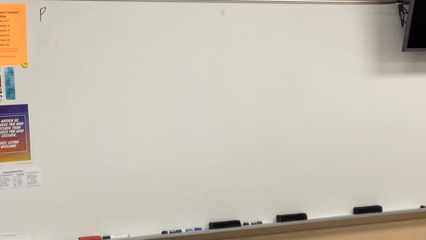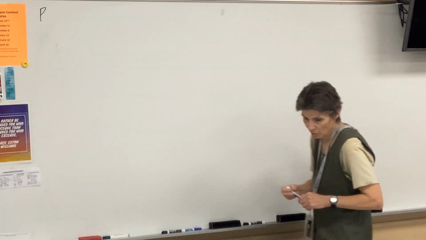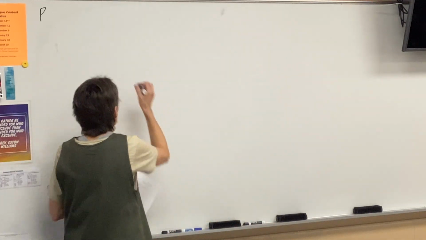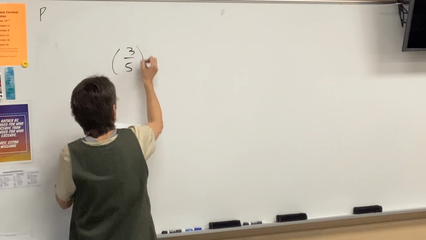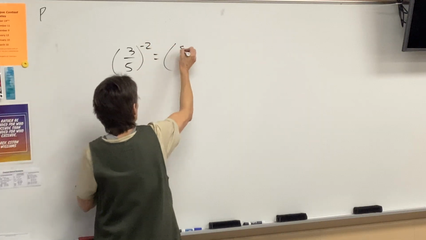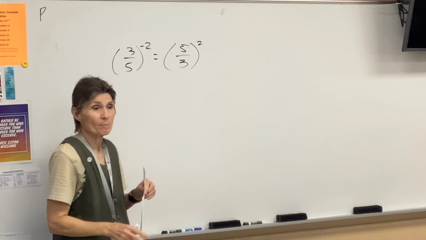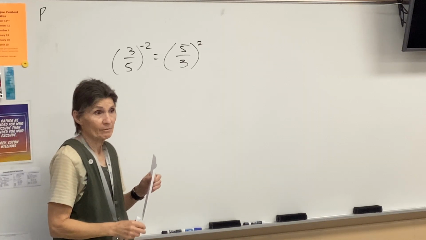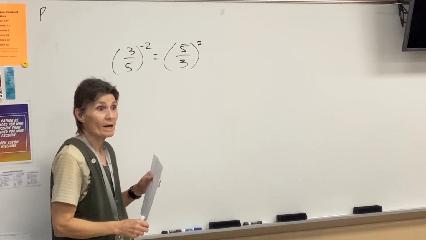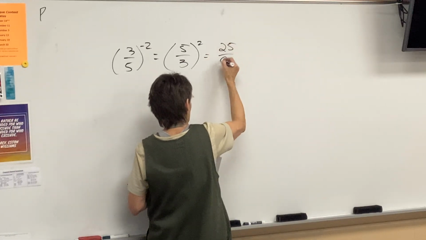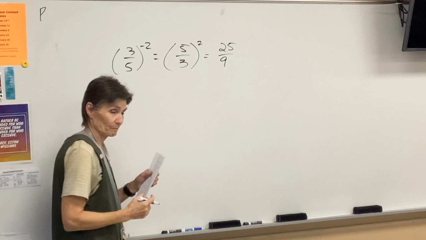Okay? So the first one has a negative exponent. What do we remember about negative exponents? They flip it. So 3/5 to the negative second is going to be 5/3 squared. Remember, when you flip it, your exponent becomes positive. And then we square everything. So if you put 25/9, you did the right thing.